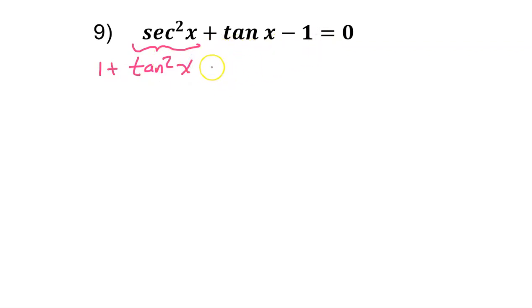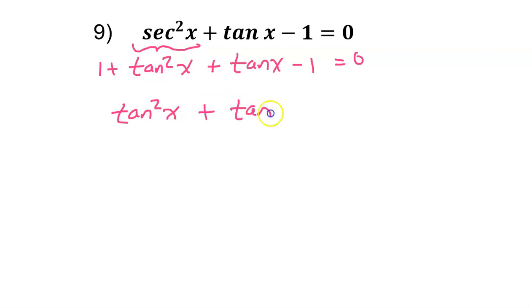And then I'm just going to bring down the rest of this. So plus tangent x minus 1 is equal to 0. I'm now noticing that we have a plus 1 and a minus 1 over here, so those are going to cancel each other out. And now I'm going to have tangent squared x plus tangent x is equal to 0.